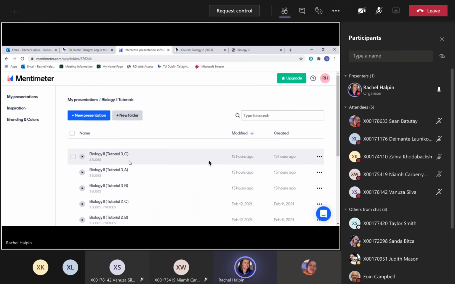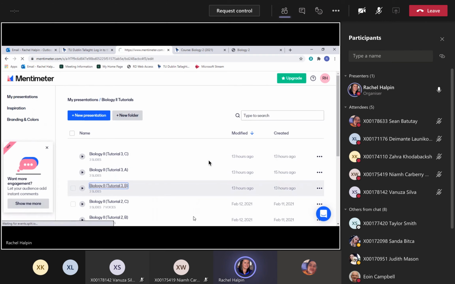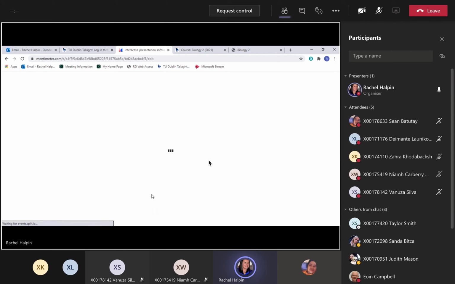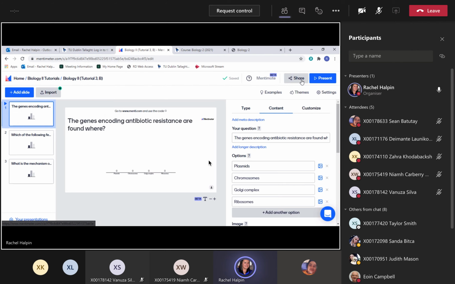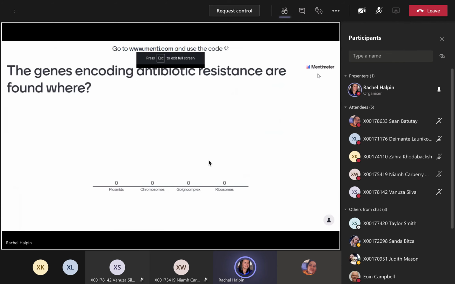So you need to put in a new code now, guys. So go to menti.com and the code is coming up now, 6483153. So the genes encoding antibiotic resistance are found where?